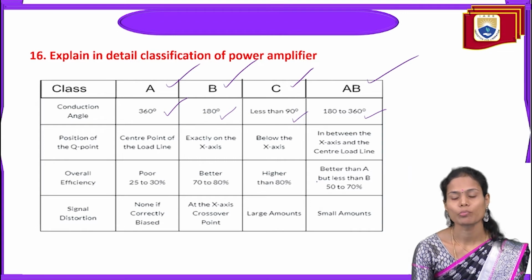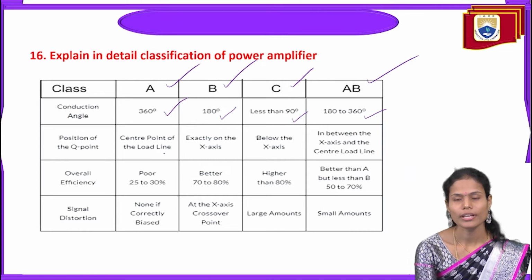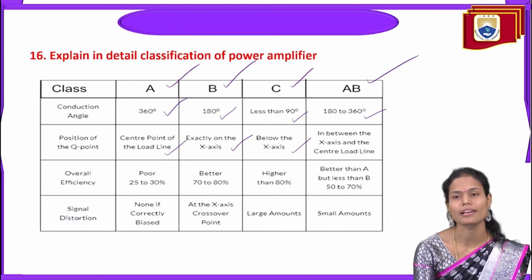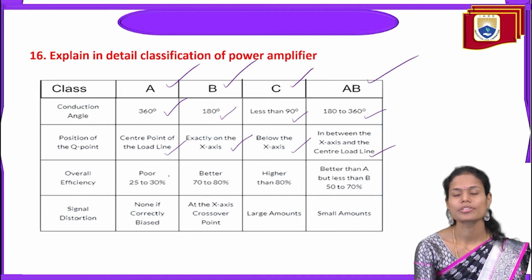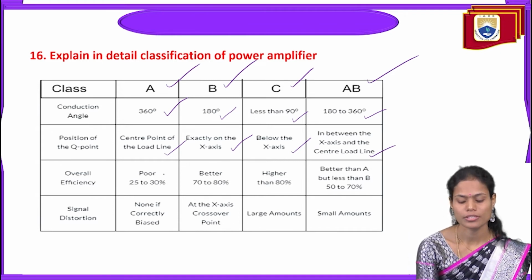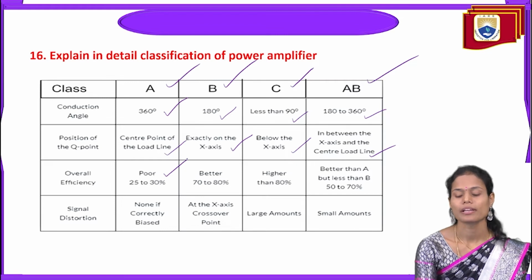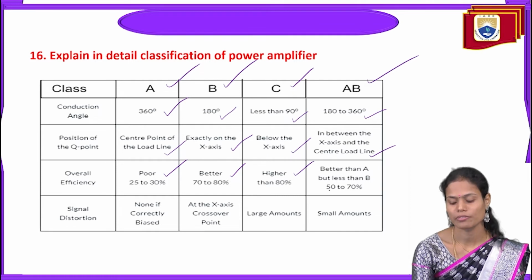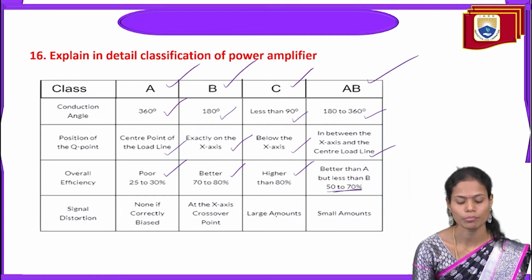And the position of the Q point is the center of the load line, as it is utilizing the total 360 degrees of the input signal, and for class B it is exactly on the x-axis. For class C it is below the x-axis. For class AB it is between the x-axis and the load line. And the overall efficiency provided by the class A amplifier is very less, 25% only. Class B it is improved to 80%, and the class C it will provide less than 80%. Class AB is between 50 to 70 range it will provide.